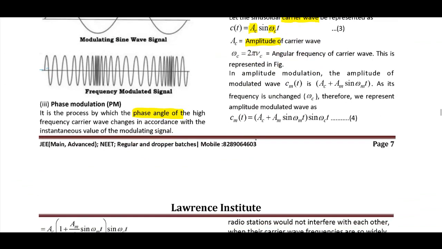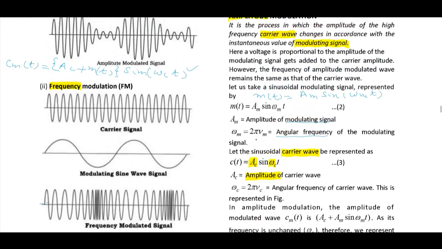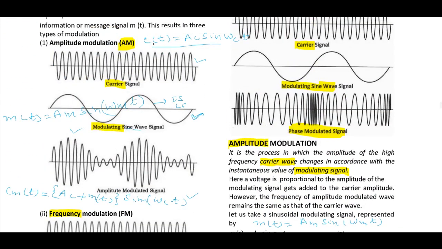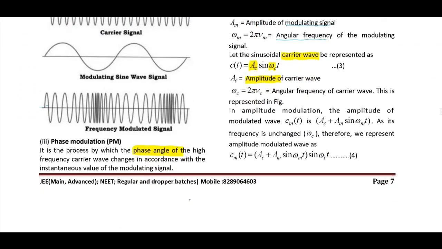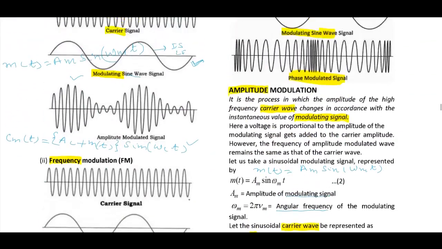Now again, carrier wave, modulating wave. This is the modulated wave. In the modulated wave, we have changed only the amplitude, from AC, which was the carrier wave. The amplitude of the modulated wave is AC plus M(t). Now I will proceed here for further mathematical calculation.